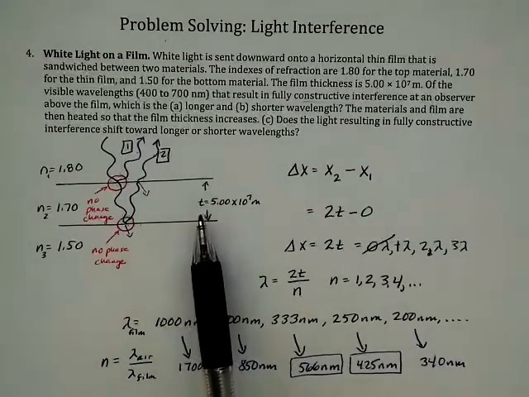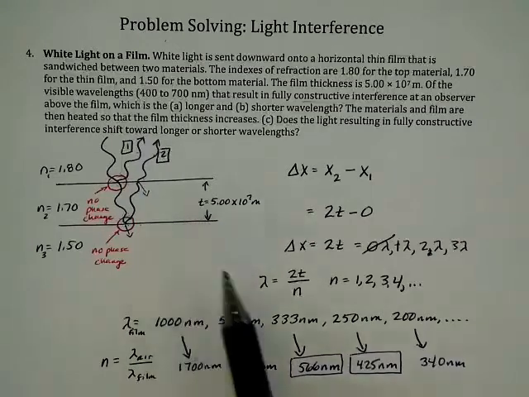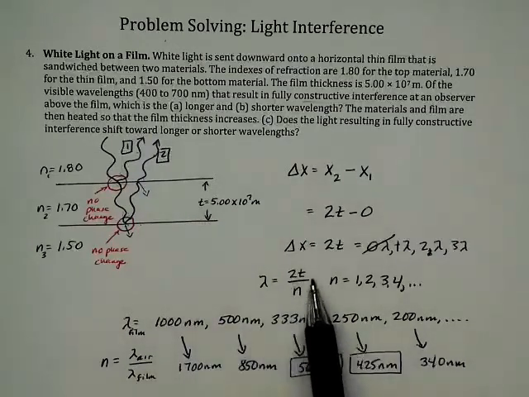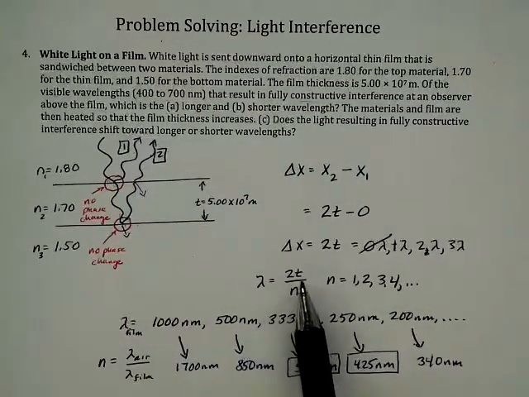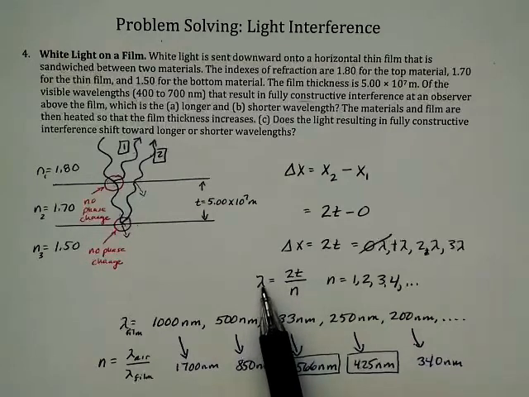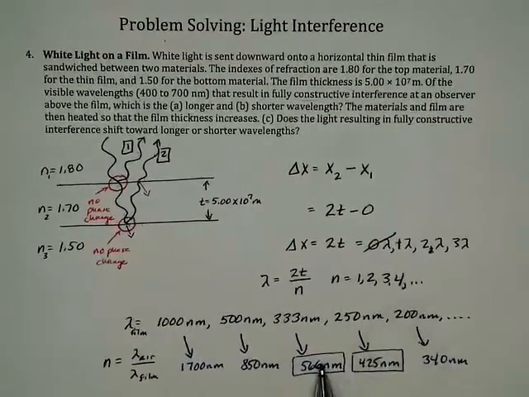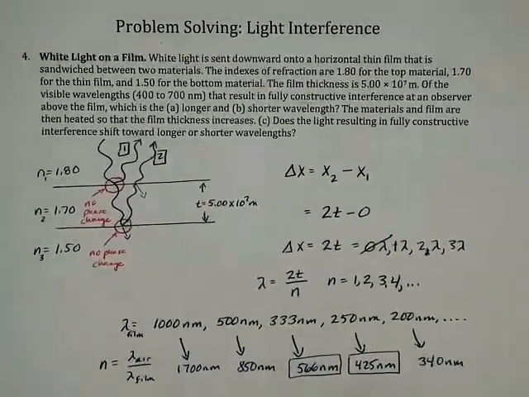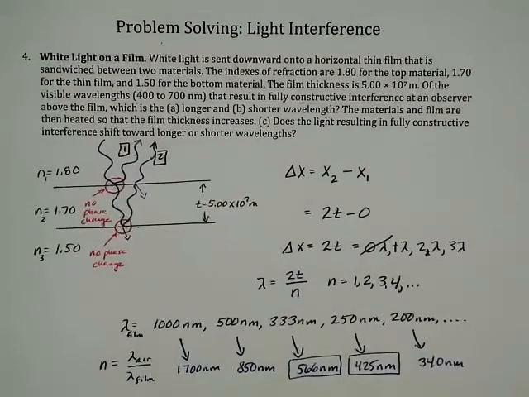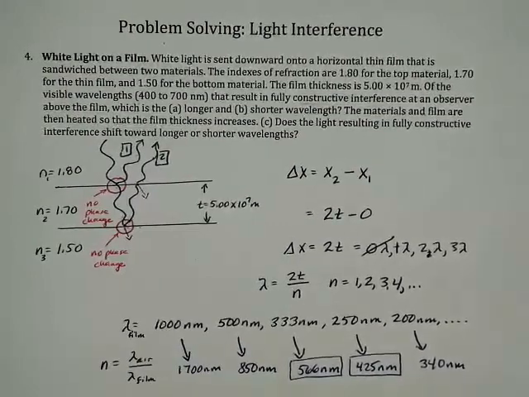model to accompany that. So if we have this relationship here with the wavelength, so if we heat something and something becomes more thick, then this distance is greater, which means the wavelength that produces fully constructive interference also gets greater. All of these numbers would be greater. Our final answers would also be greater. So the answer to C is that it shifts towards longer wavelengths if the thickness of the film increases.